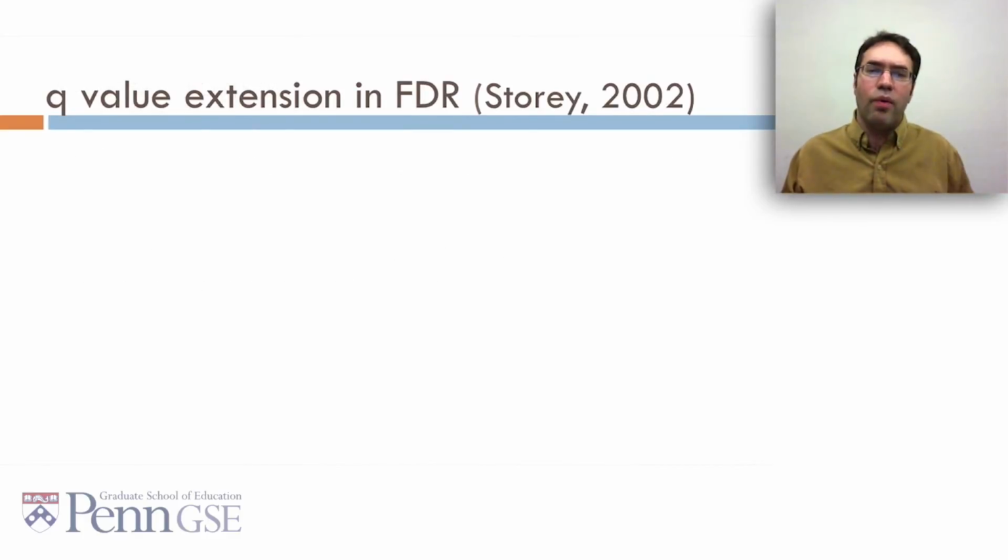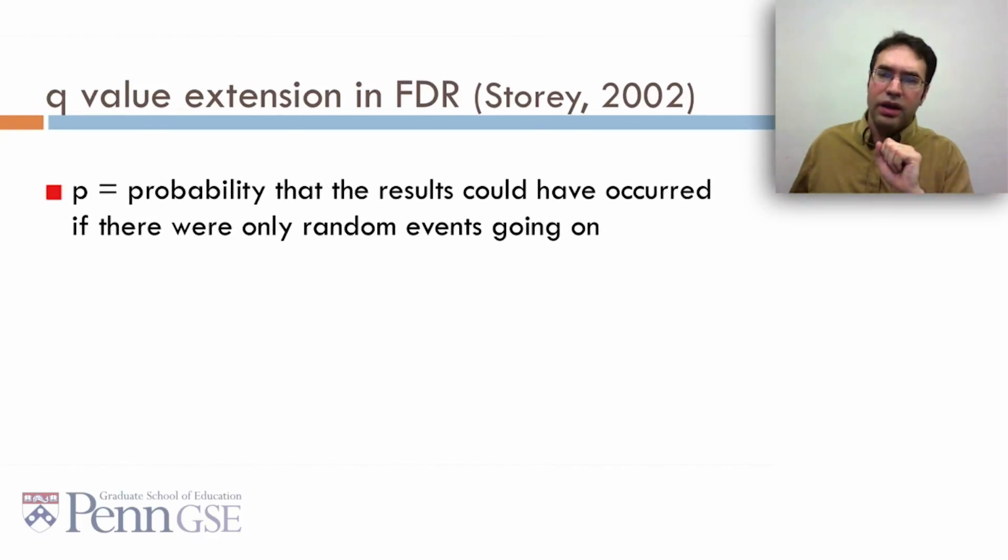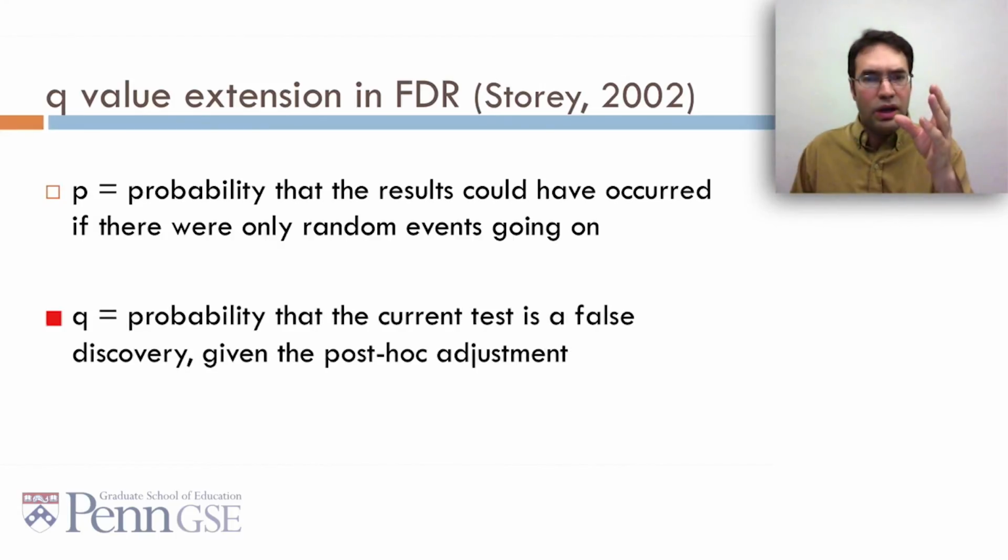I want to briefly talk about one other post hoc method, and that's the Q-value extension in FDR by Storey. Recall that P, in traditional statistical significance testing, is the probability that the results could have occurred if there were only random events going on. In Storey's test, we transform P to Q. Q is the probability that the current test is a false discovery, given the post hoc adjustment.